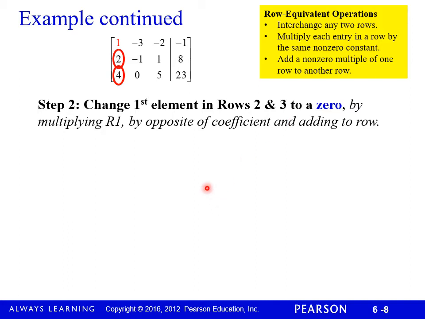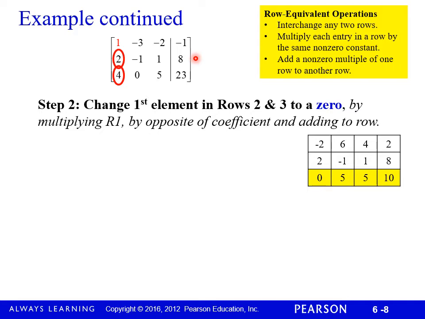All right, what we're going to do here is multiply row 1 by the opposite of the number that we want to be a 0 and then add it to that row. Okay, so for example, to get a 0 in this place in row 2, we're going to multiply row 1 by -2. We're going to take that number and its opposite. We're going to multiply row 1 by -2 and then add it to row 2. Now let's see what that looks like.